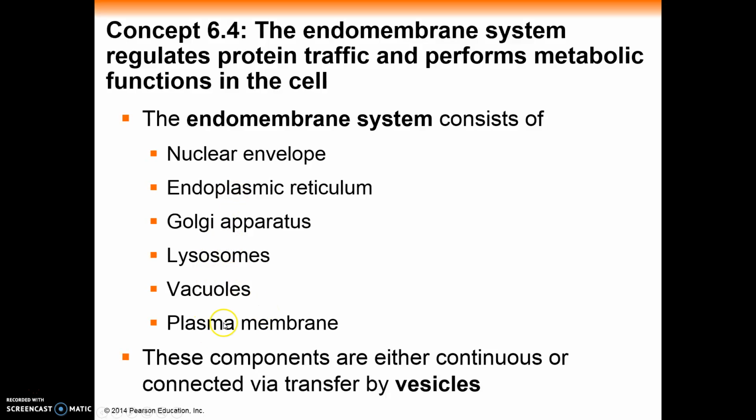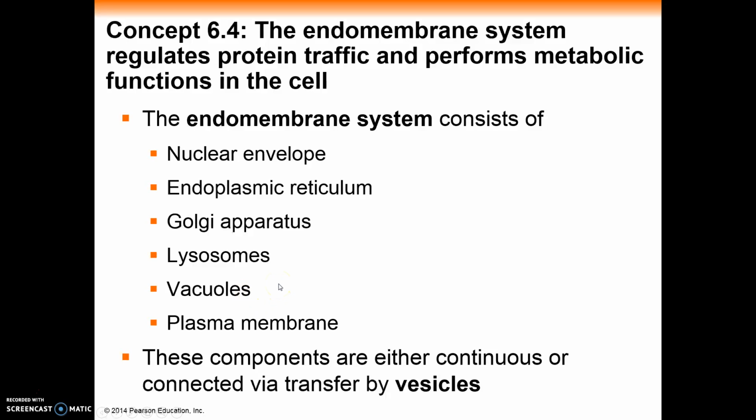These parts that are separate, the plasma membrane, the vacuole, lysosome, Golgi apparatus, and the nuclear envelope ER complex, are all connected through these tiny little things called vesicles, which are essentially the smallest little enclosed piece of membrane, and they act as little bubbles transferring from one unit to another unit.